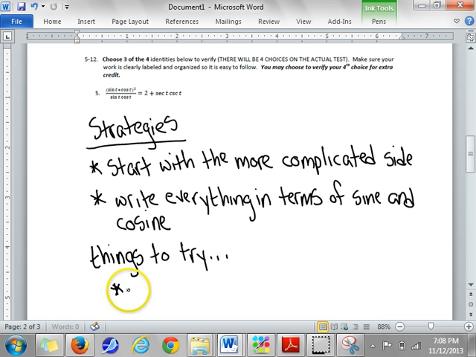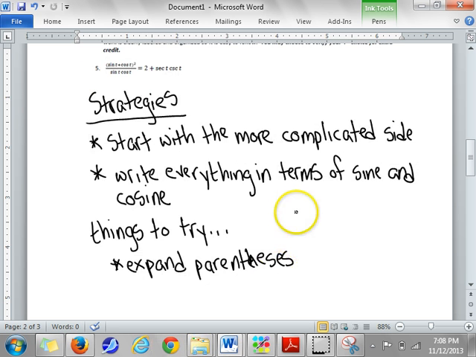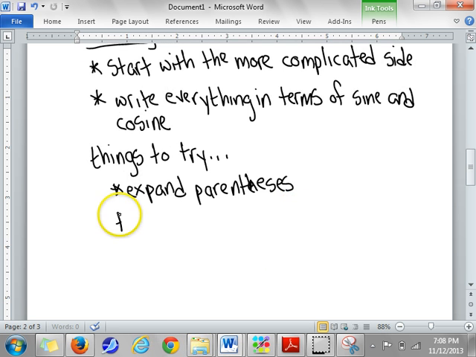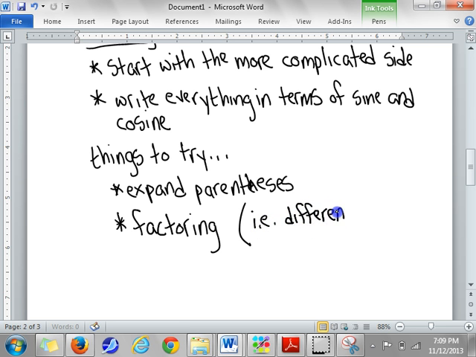You can expand parentheses. You can try factoring. One of the most common factoring patterns that you're going to see with these things is the difference of two squares. It's not the only factoring pattern, but it's definitely one of the main ones.